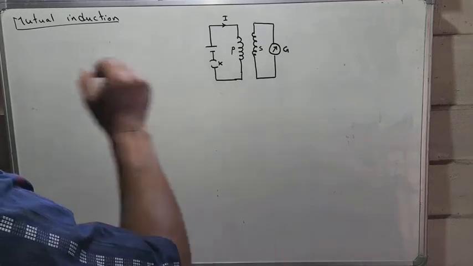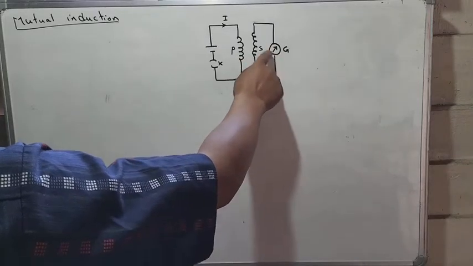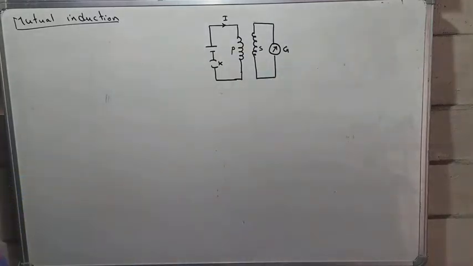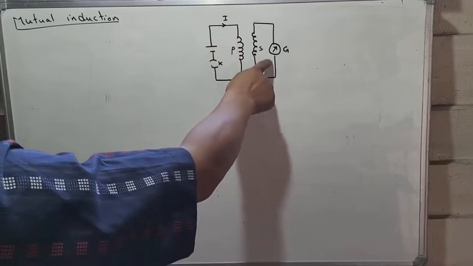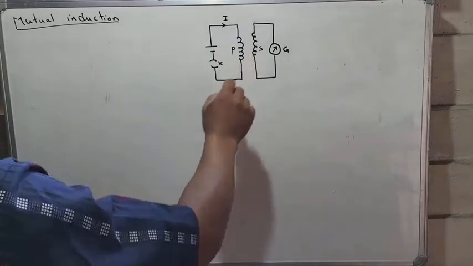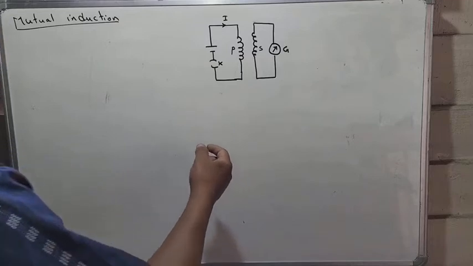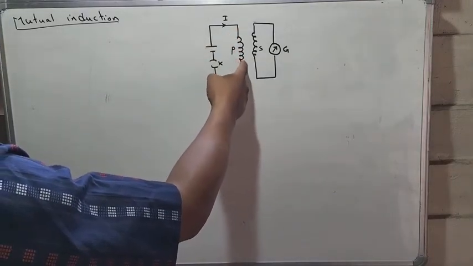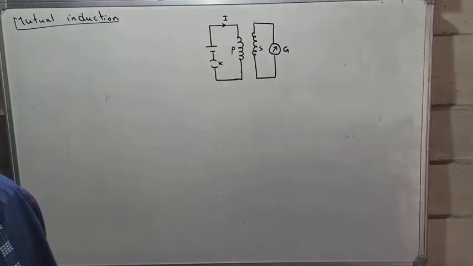What we found here is that in this second coil S, we did not connect any battery, but just a galvanometer. Because of the changing magnetic flux linking with this coil P, you will find a current indicated by the galvanometer in the second coil. This means that the magnetic flux which is changing with the coil P is also linked with the second coil S, and that is why we get a current in the galvanometer.